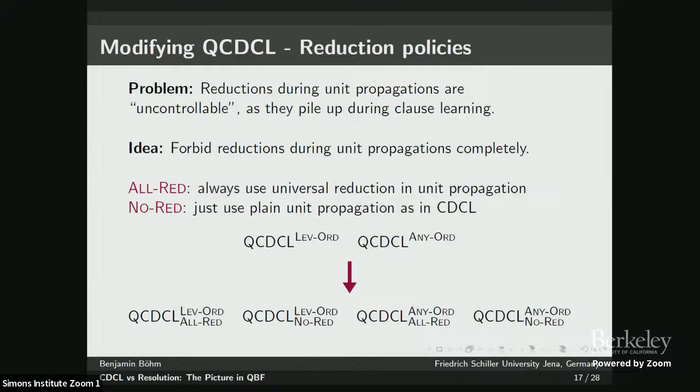So now we again double the number of QCDCL variants we have defined, and now we get 4 of them, one for each combination. Again, the leftmost here is the classic one where we started with, and this is the most modified one.